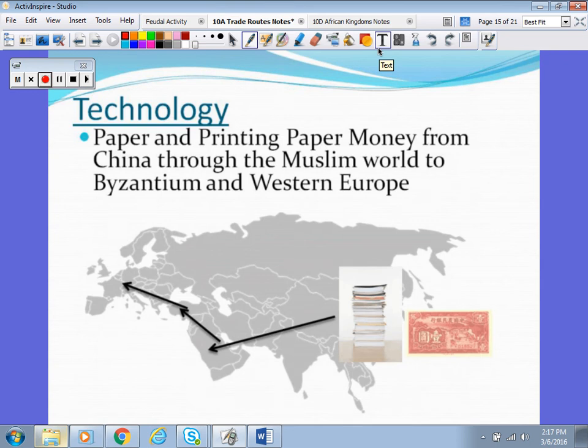Now, technologies. It's not just goods that are going to move. We also have the transfer of technologies. Our first technology here is going to be paper and printing money. Okay? This originates in China. We talked about it when we talked about our early China. Okay? Paper and printed money is going to spread to the Islamic Muslim world, Baghdad is going to become the capital of paper production for the entire western half of the Eastern Hemisphere. So paper money, those ideas spread from China to the Muslim world and then to the rest of Europe from there.